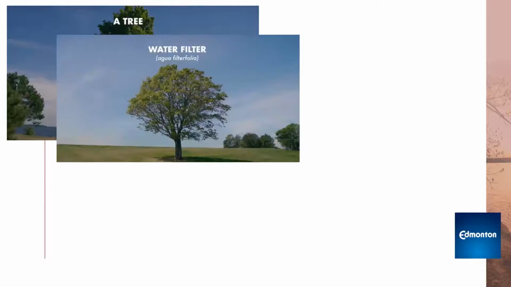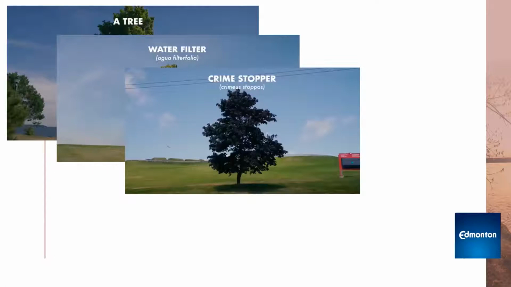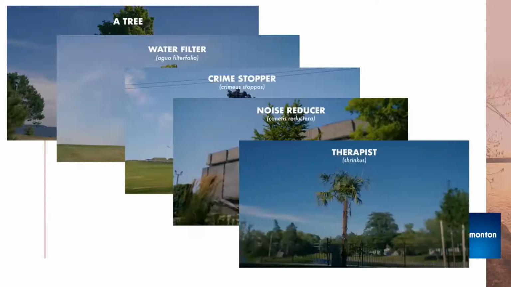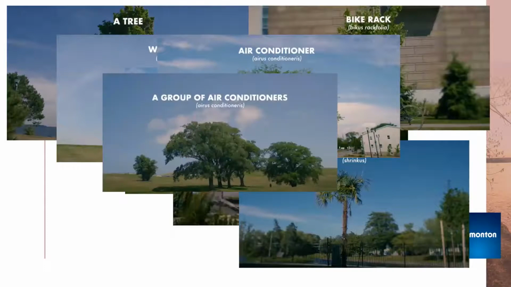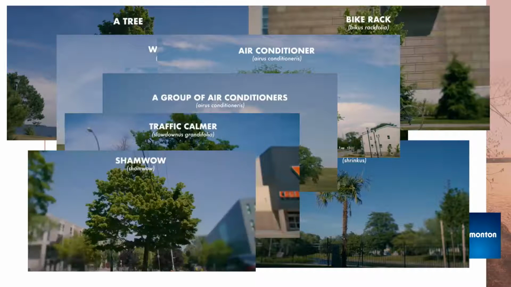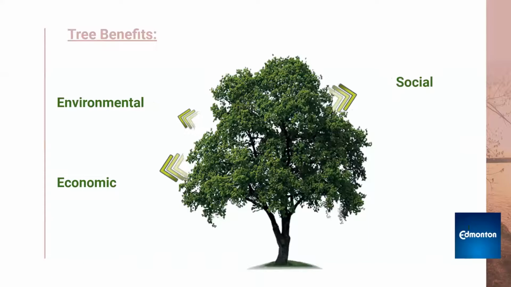So here we have it, a tree, but what else might a tree be and what roles might it play? It could be a water filter, a crime stopper, a noise reducer, a therapist, a bike rack, an air conditioner, perhaps sometimes a group of air conditioners, a traffic calmer, a ShamWow, and an air purifier. So honestly, the list of benefits really does go on, and the many benefits are expansive and they can mean different things to different people.